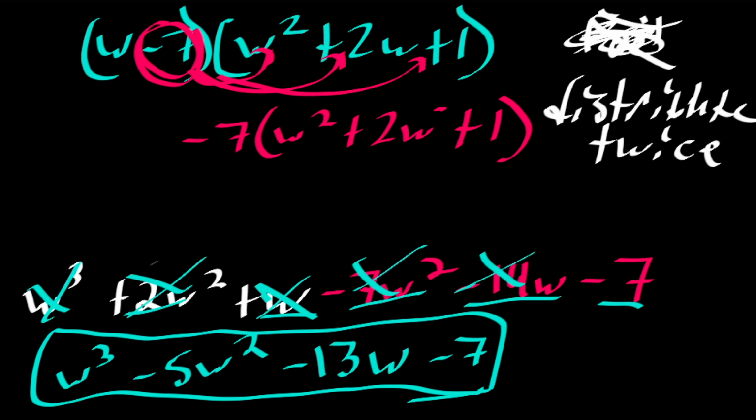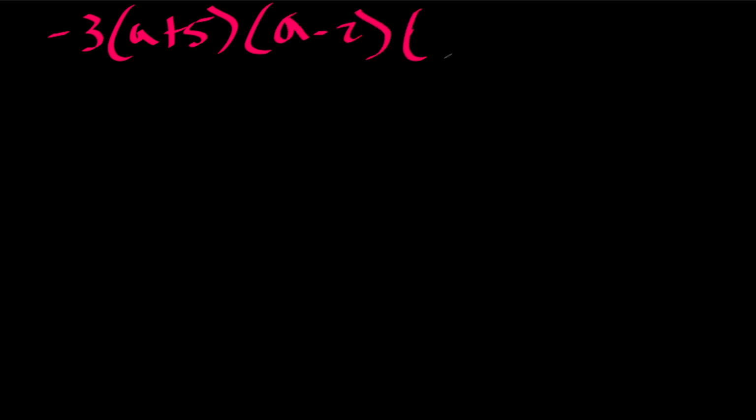All right, so now let's look at another example just so you can see all types that end up happening. Let's say we had a problem like this. Let's say I had -3 times a plus 5 times a minus 2 times a plus 8.